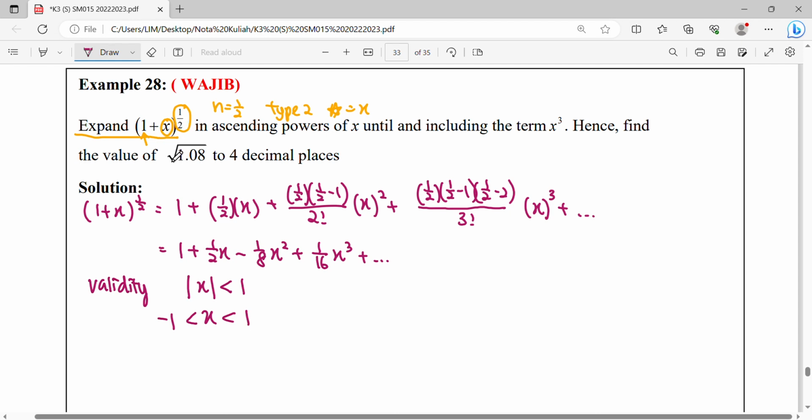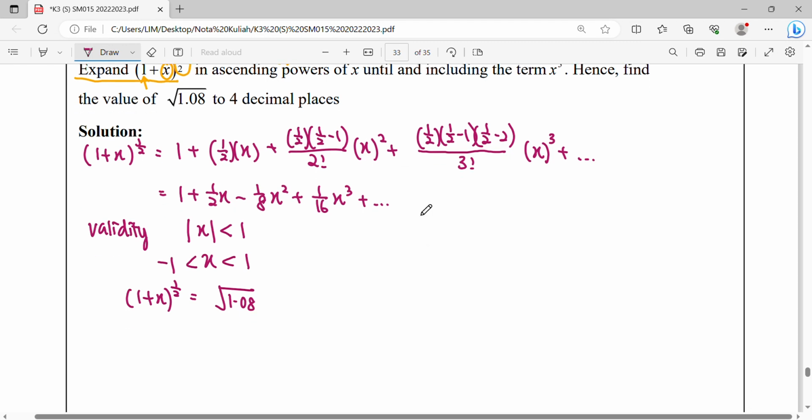So now we start to compare. We compare that (1 + x)^(1/2) will be equal to square root of 1.08. So once we rewrite, square root of 1 plus x, square root of 1.08, we compare, so 1 plus x is 1.08, so x will be equal to 0.08. So notice that this x value is valid.